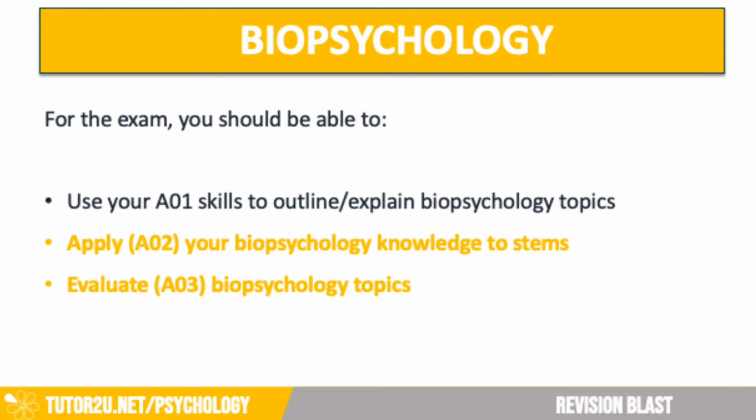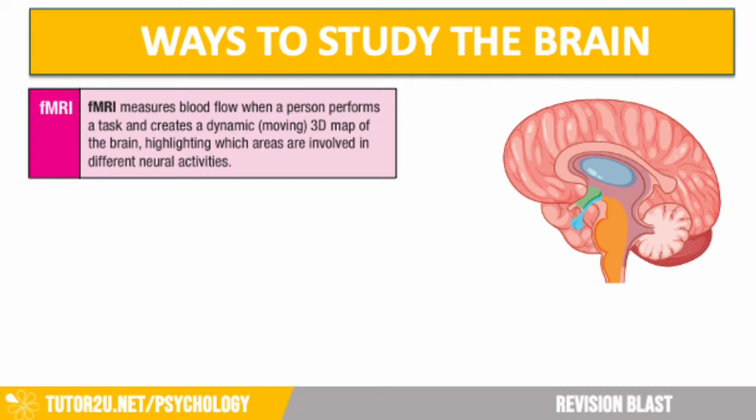Just to remind you of the assessment objectives that you'll be assessed on. We looked at some A01 skills last week for biopsychology topics, and today we'll be touching on our A02, our apply, and our evaluate, A03. So we're looking at applying knowledge to stems and also evaluating strengths and weaknesses and things like that. So let's start with ways of studying the brain. You are required for the specification to know 4 different ways of investigating the brain.